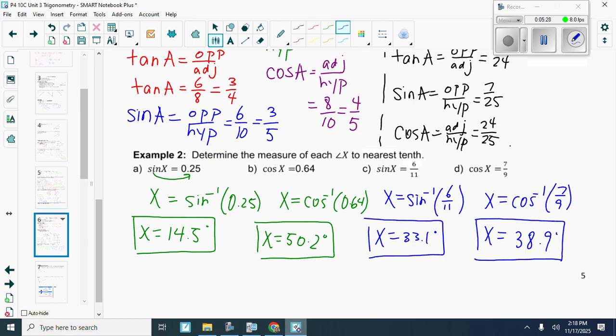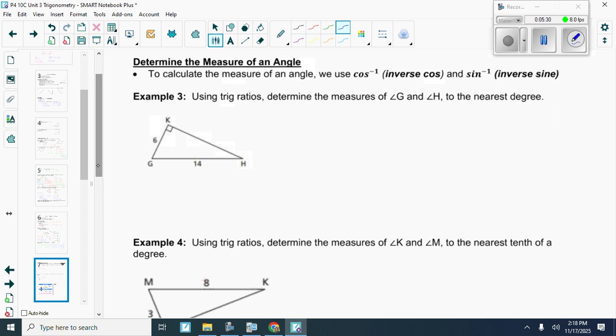We are ready for our next example. Here, we're going to determine the measures of G and H to the nearest degree. As soon as we see a right angle triangle, I want you to label it. And this one we're going to have to label twice because they want two different angles. So let's do angle G first. We can always label the hypotenuse.